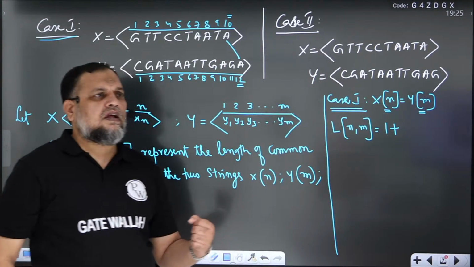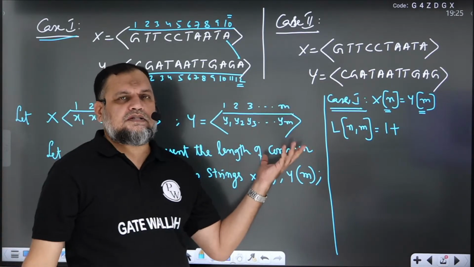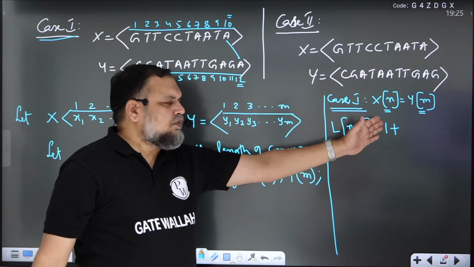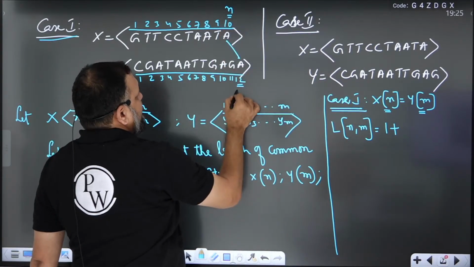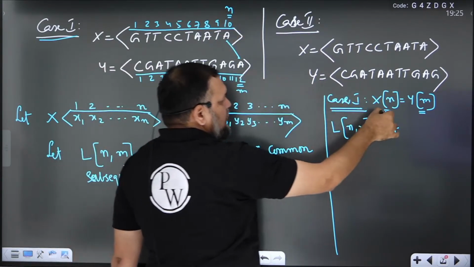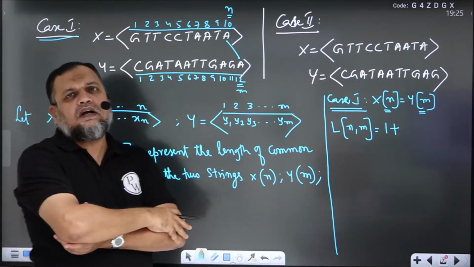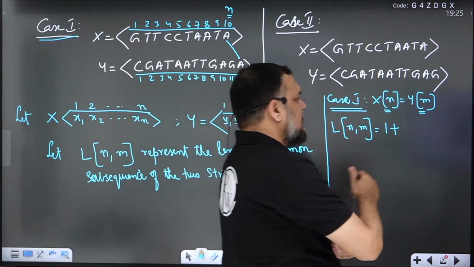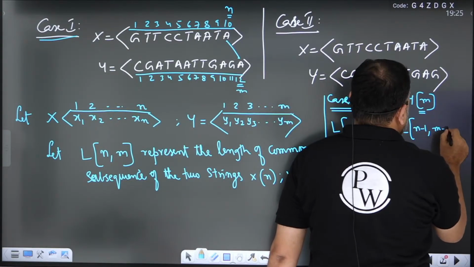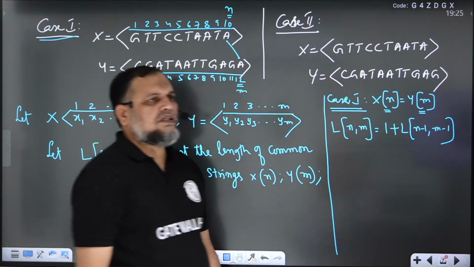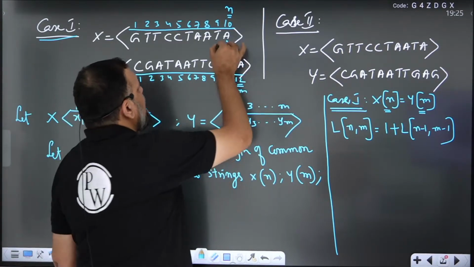So how do we write recursively the remaining characters of x and y? Come on, boys and girls, tell me, how do we write? So L of n m is equal to 1 plus... This is my n, this is my m. Both of them have matched, so the length of the common subsequence is 1, plus whatever is the remaining characters of strings x and y. So we will write L of n minus 1 comma m minus 1. That's all. Case 1 is very simple. If there is a match, then I will match n minus 1 and m minus 1.